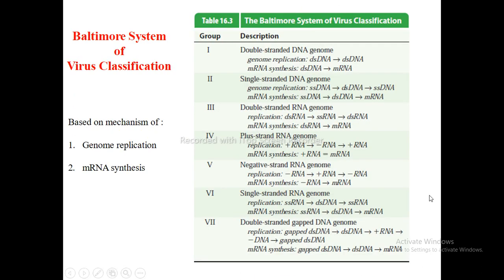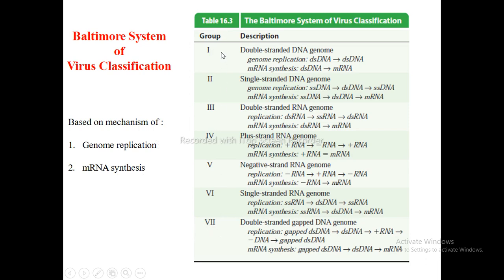There is a system of virus classification known as the Baltimore System of Virus Classification. Here, viruses are classified based on the mechanism of genome replication and mRNA synthesis. So how their genome is getting replicated and how mRNA is synthesized. Depending on that, viruses have been grouped into seven groups, right? So 1 through 7.